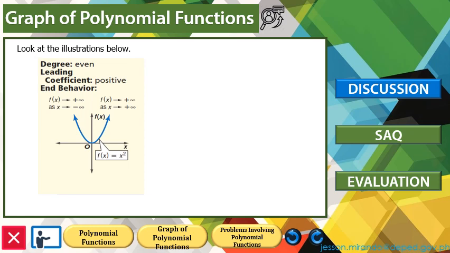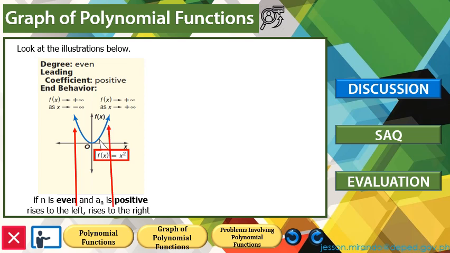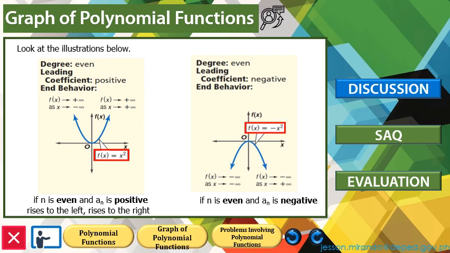On the first figure, if the degree of the polynomial function is even, example 2, 4, 6, and the leading coefficient is positive, the end behavior of the graph rises to the left and rises to the right. On the second figure, if the degree of the polynomial function is even, example 2, 4, 6, and the leading coefficient is negative, the end behavior of the graph falls to the left and falls to the right.